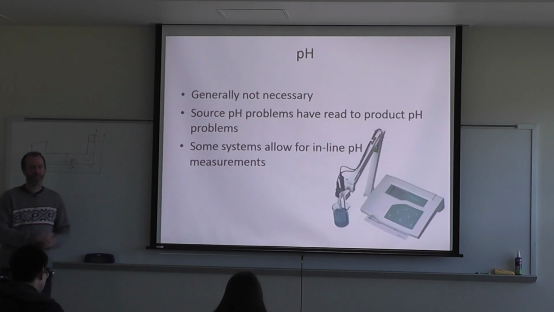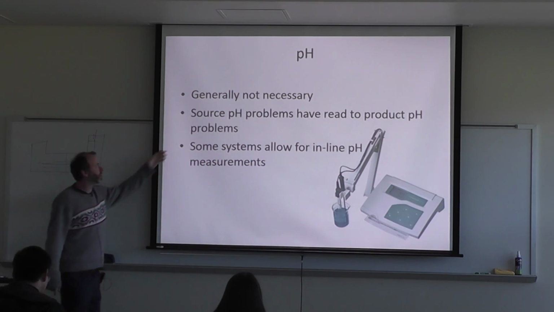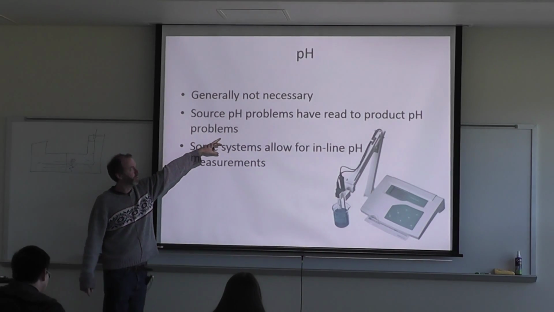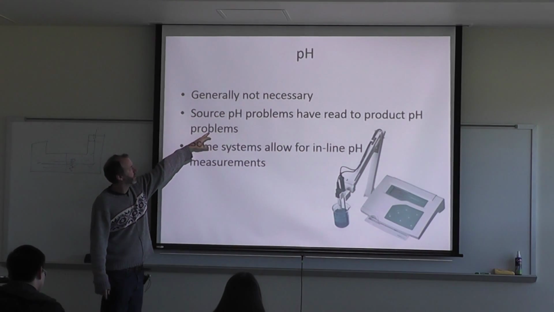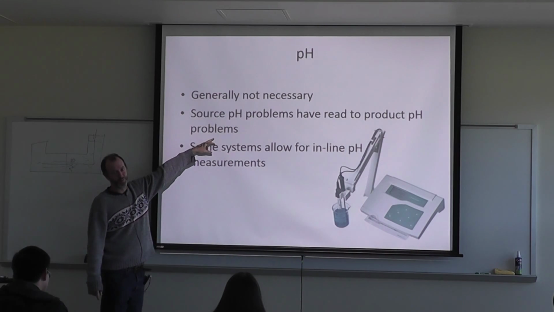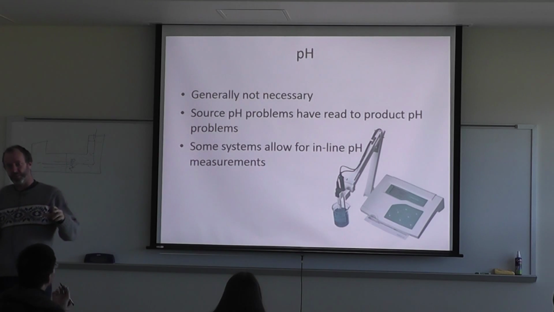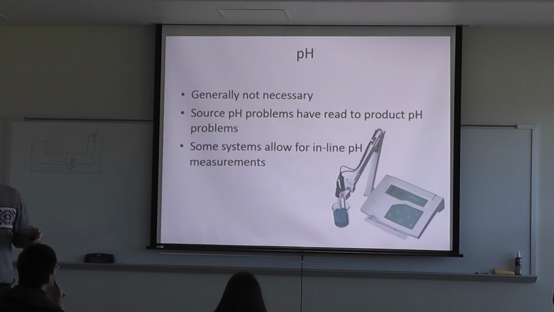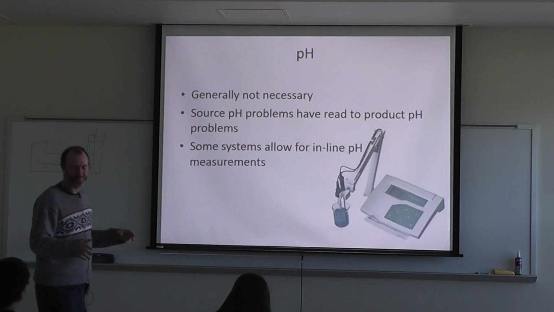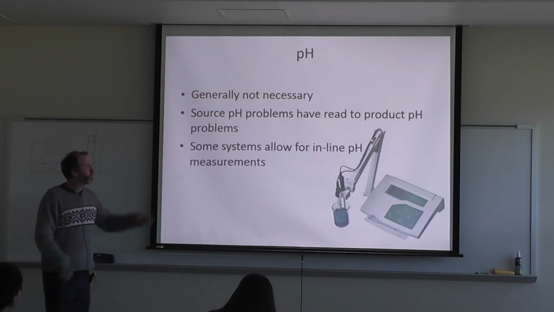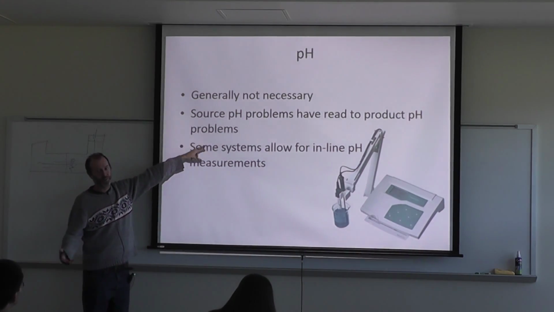So the pH, generally it's not necessary to monitor. Source of pH problems can lead to product pH problems. Does that make any sense? No, it doesn't. It should be lead. So pH source problems can lead to product pH problems, right?